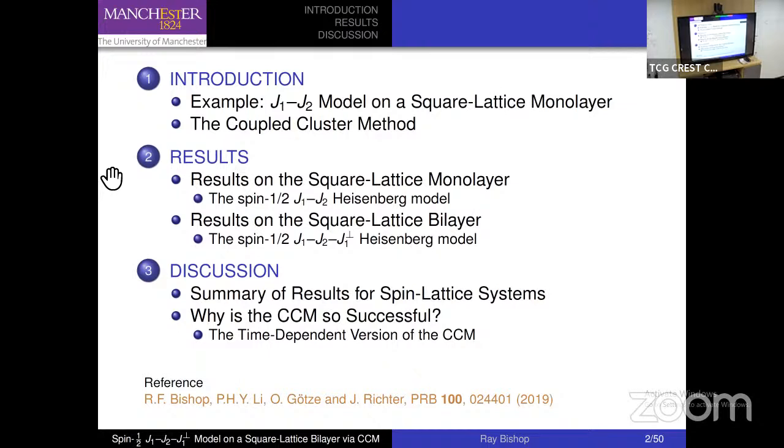But the reasons for doing that will be that it will enlarge my phase space, and we will try to come back to the monolayer later and give some indications of why it is a complex problem. And then I'll discuss the results. And if I get any time, and I'm not sure whether I will, I will try to say briefly at the end, what are the real deep reasons why this method is so successful?